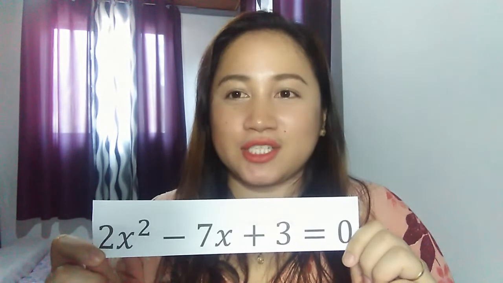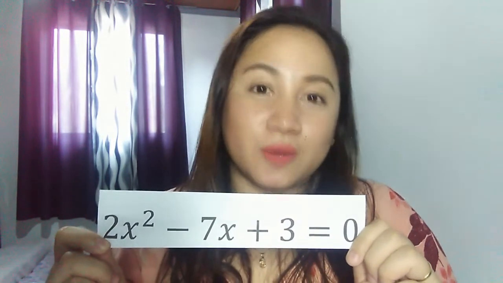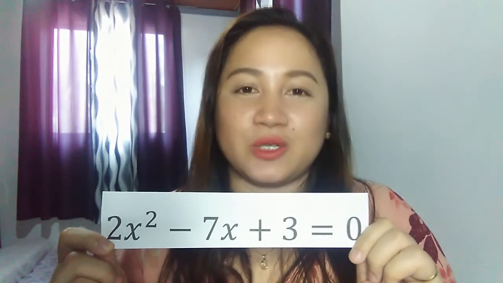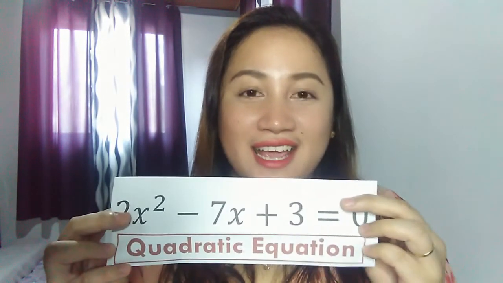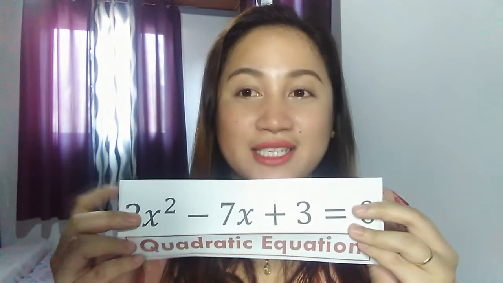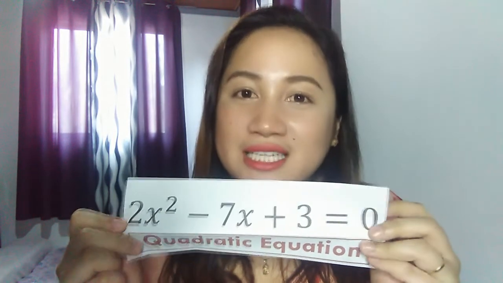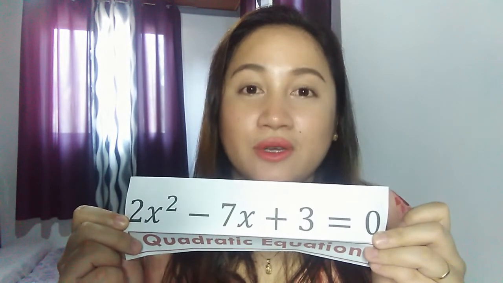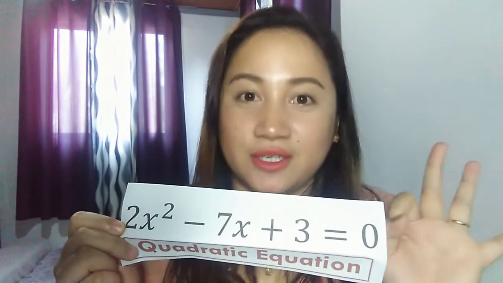The example is 2x squared minus 7x plus 3 equals 0. Is it quadratic or not a quadratic equation? So, the answer is, it is a quadratic equation. Bakit? Because the highest degree is ito, 2. Now, let's identify the values of its coefficients. Yung value ng A, value ng B, at value ng C.